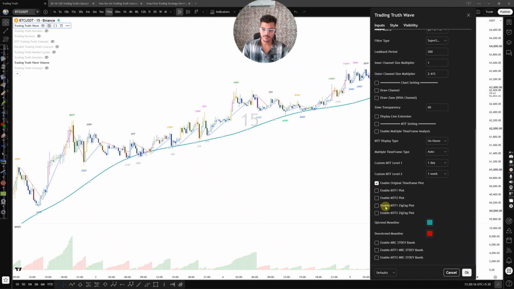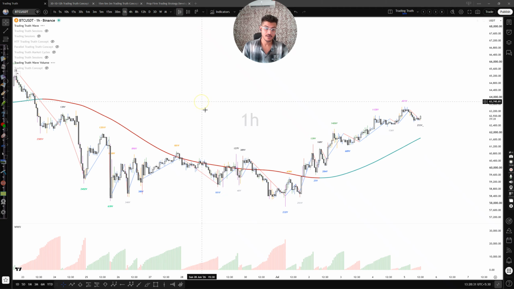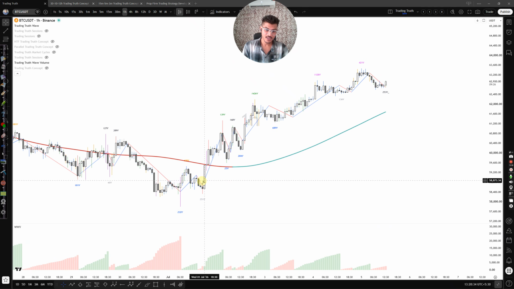Okay. Enable multi-time frame 1 zigzag plot, enable multi-time frame 2 zigzag plot. So if this is your 15 minutes, then multi-time frame 1 is going to be the 1 hour time frame. Okay, so check this out. If I come to 1 hour, you know we are seeing, from this point, it starts going upward, then comes down, then it goes up.